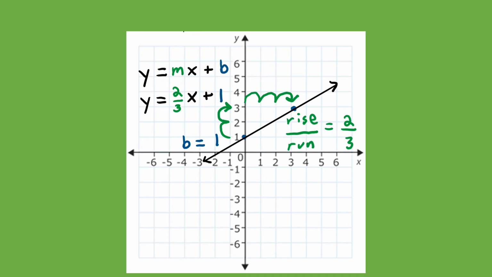That's how easy it is to graph a line from slope-intercept form. I hope this video helped you.